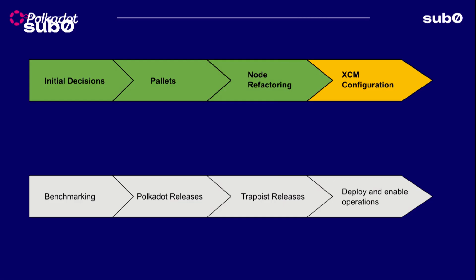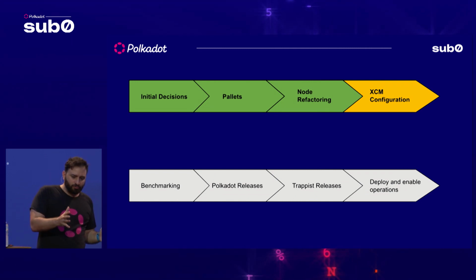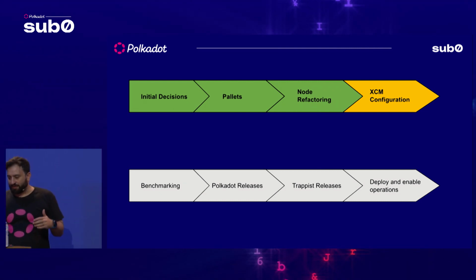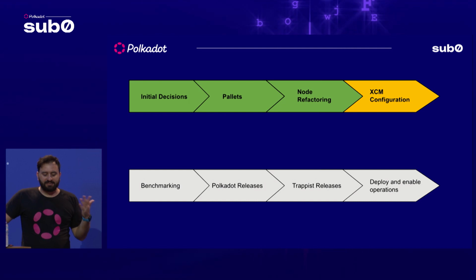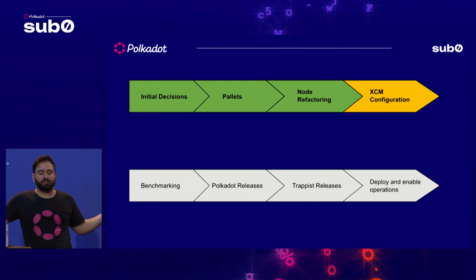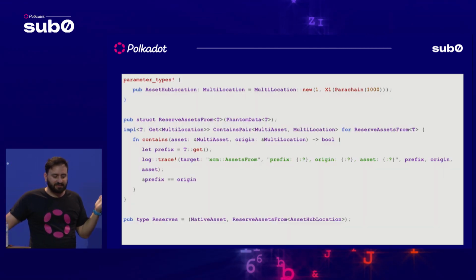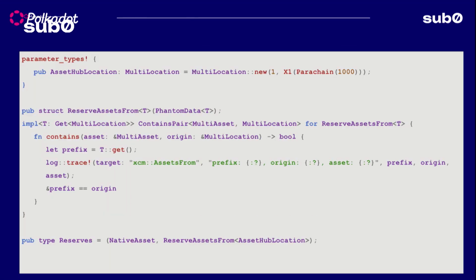XCM configuration. This was another big one. So we have the node ready with the two runtimes and the pallets. As Trappist is intended to be an XCM playground, XCM configuration is a big thing. First, we define the asset hub as a reserve. This is the way we do it. We implemented a Contains trait, and what we do is provide the asset hub location as a MultiLocation, and we recognize the asset hub as a valid reserve of assets.